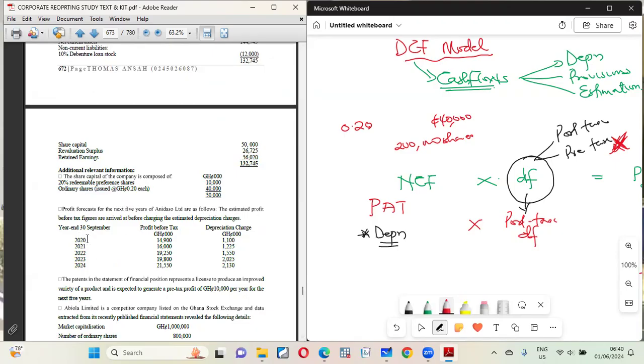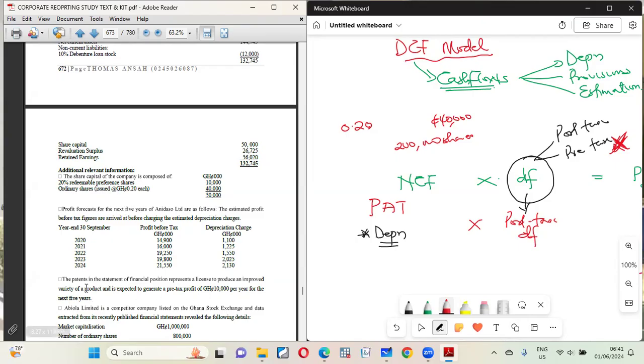It is not about the asset. This one too is not about the asset. This one is about the asset. They said that the patent in the SOFP represents a license to produce an improved variety of the product, and it is expected to generate a pre-tax profit of 10,000 per year for the next 5 years. So here, they are actually valuing the patent.